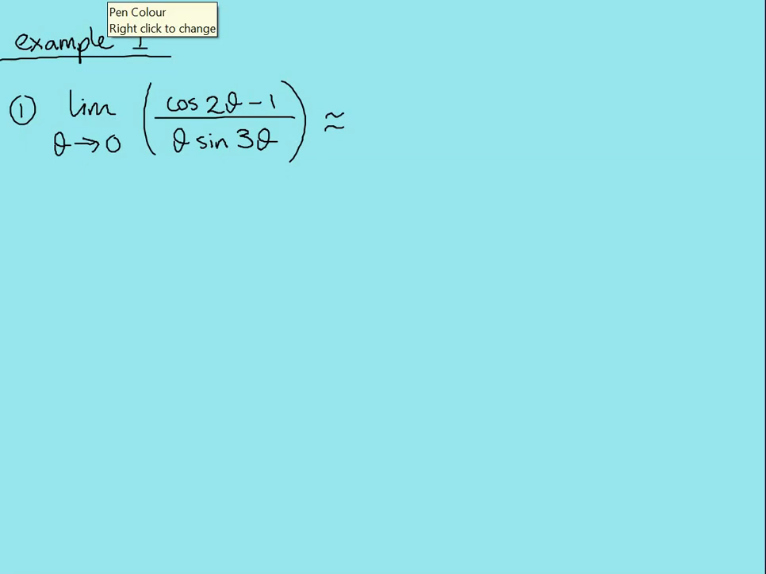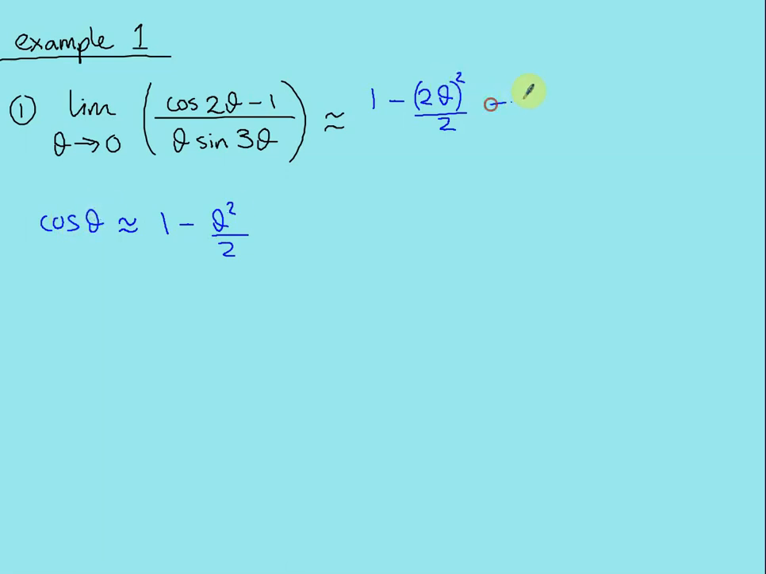Okay, so let's have a look at some examples. The first one actually is the harder one. What is cos 2 theta approximately equal to? Well, that's just equal to 1 minus 2 theta squared over 2. Remember cos theta is approximately equal to 1 minus theta squared over 2. So I can lose the ratio, but whatever my angle is, I'm squaring it, and then I've got take away 1. And we've got theta, but sine 3 theta is going to be equal to just 3 theta.